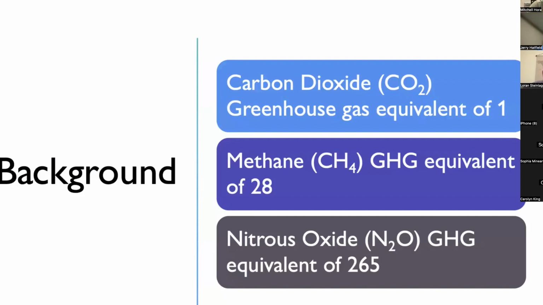And then there's another little piece of this puzzle that we need to understand. When we talk about greenhouse gas equivalents, carbon dioxide has a greenhouse gas equivalent of 1. Methane is 28. Nitrous oxide, in USDA's estimates, is 265. DOE uses 298.